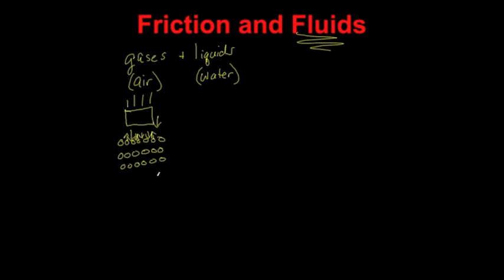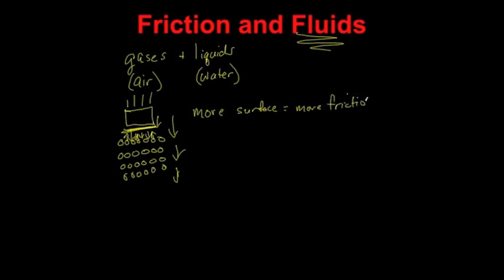As the object falls, it pushes against the molecules. As it gains speed, as it falls faster and faster due to gravity, it's going to hit more and more molecules. So when we talk about an object moving through a fluid, surface area is going to affect friction. The more surface area, the more friction, because it hits more molecules.